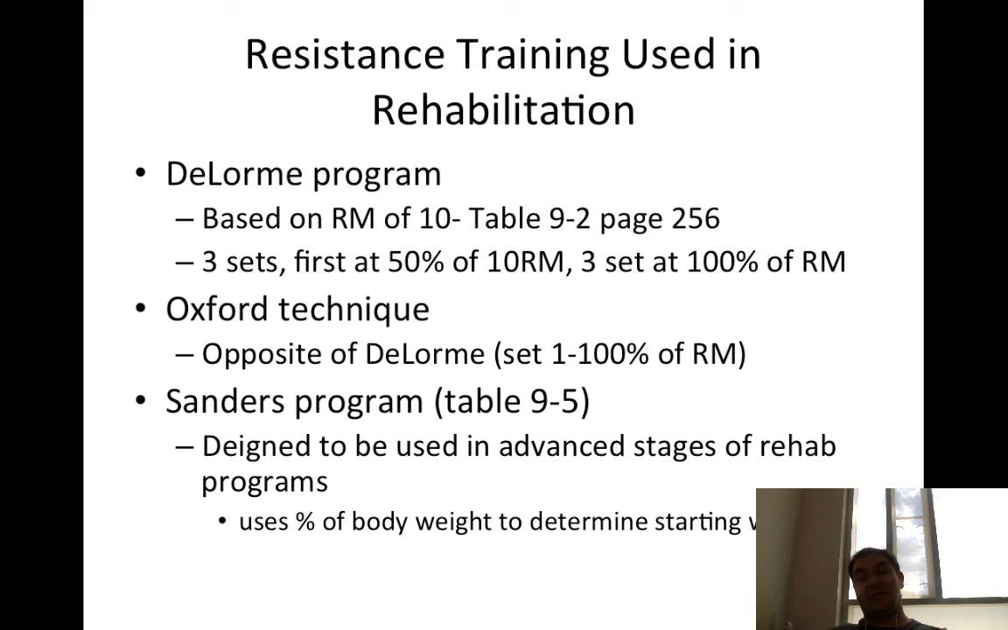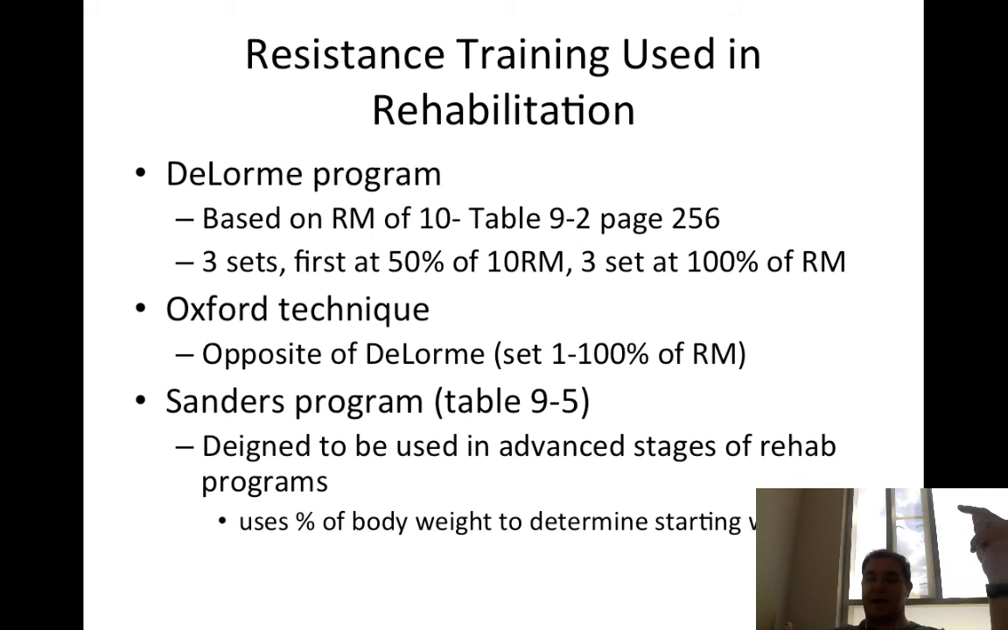Resistance training used during rehabilitation. That is the DeLorme program, which is based on the repetition maximum of 10. Page 256, table 9.2 in your textbook, you have a chart in there. And I didn't include all these. Every one of these techniques we're talking about has a chart. 3 sets for the DeLorme program. First at 50% of your 10 rep max. Then at the third set, you're doing 100% of your 10 rep max. So it's an interesting program.